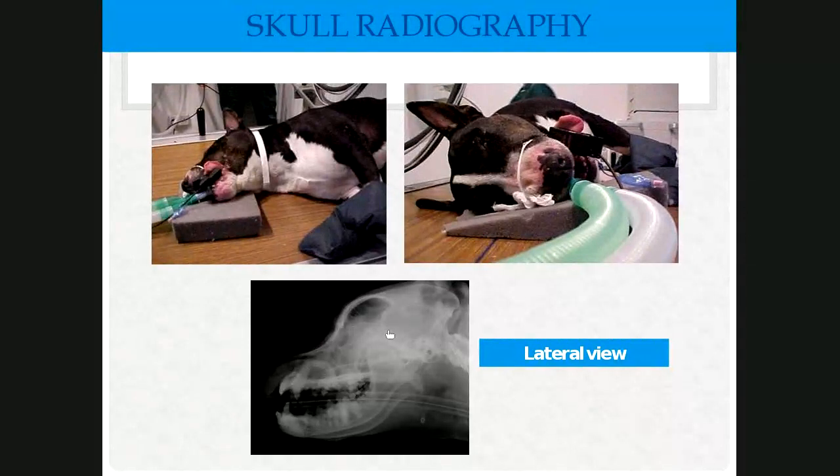Again, a right lateral means the patient is lying on their right-hand side, with the beam entering from the left-hand side. So the correct terminology should be a left to right lateral, but it's easier again just to say right lateral.